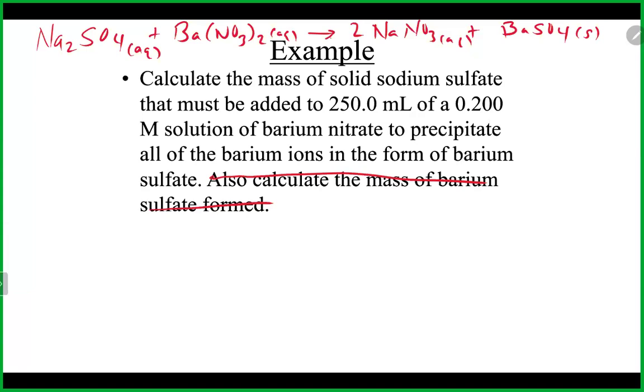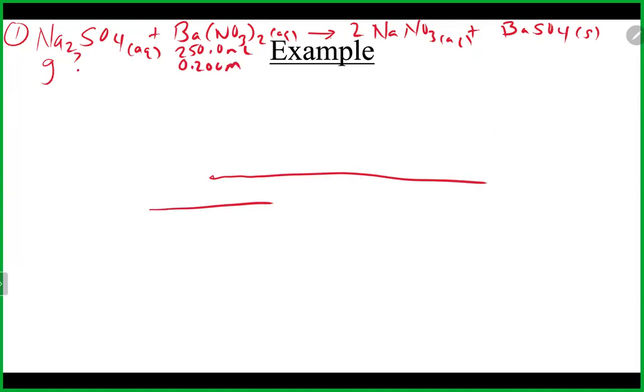So now we could think about what we're doing in this problem, and obviously here we want to know the mass of sodium sulfate. So we want to know the mass of the sodium sulfate, and we are starting with 250 milliliters, 0.2 molar barium nitrate. So this is pretty much all the information that is given to us.